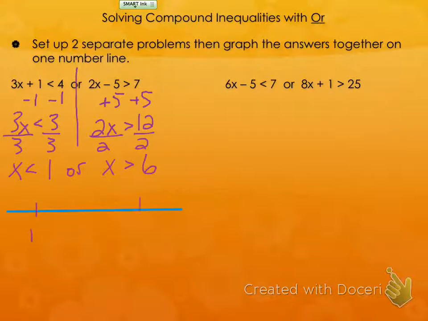So you have 1 and 6. They're both going to be open circles since one's less than, the other's greater than. X is less than 1 means that my arrow is going to be going to the left. X is greater than 6, my arrow is going to be going to the right.